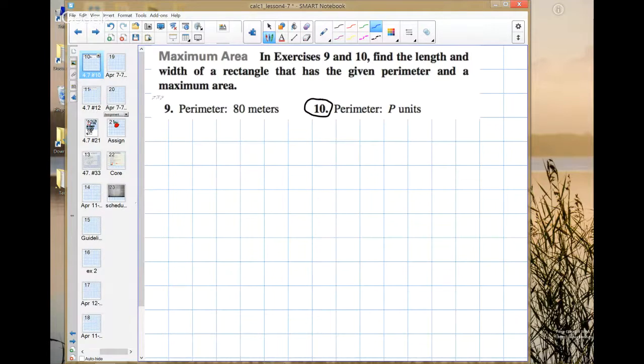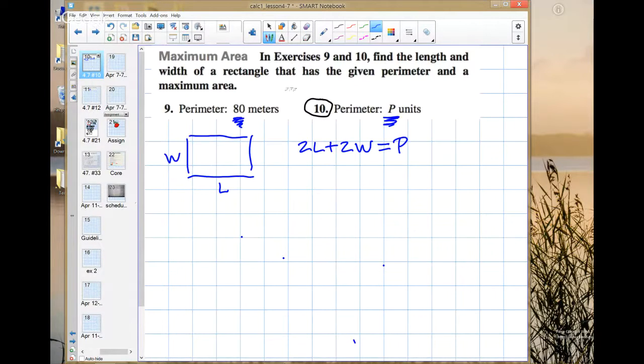In these two problems, we were supposed to find the length and width of a rectangle that has the given perimeter. And in this one, instead of a number like we did on number 9, this time we have just a letter, P, a constant. It shouldn't really change the problem, but sometimes creates difficulty for people. So I thought we'd take a look at it. So we have a rectangle, and we've got a length and a width. And we know that when you take 2 lengths plus 2 widths, you will get the given perimeter P.